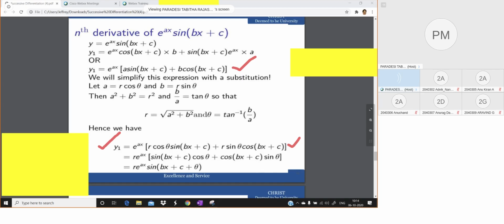Within brackets, you can see sin a cos b plus cos a sin b, which is nothing but sine of a plus b. So that formula we are using here. Sine of a plus b.